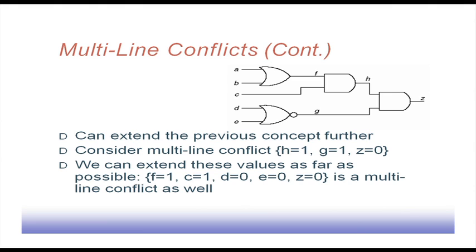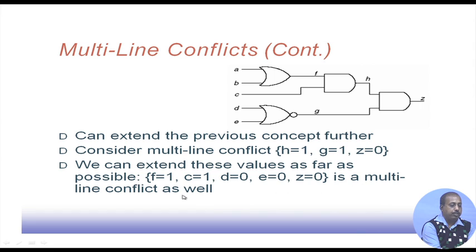We can extend from the previous concept further. Consider H equal to 1, G equal to 1 and Z equal to 0. It is a multi-line conflict. We can extend these values as far as possible, doing implication and backward implication. We will get F equal to 1, C equal to 1, D equal to 0, E equal to 0, Z equal to 0. So, by extending the conflicts occurring here, we can see the further conflicts that can come.